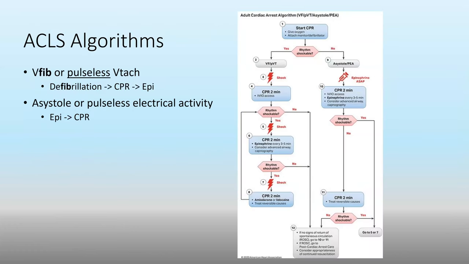So let's go through the ACLS algorithms for the tachycardias while we're here. This is the algorithm here on the right, and then I have sort of my simple way to go through it on the left. So here's the algorithm. You basically split into VFib or pulseless VTach or asystole versus PEA.